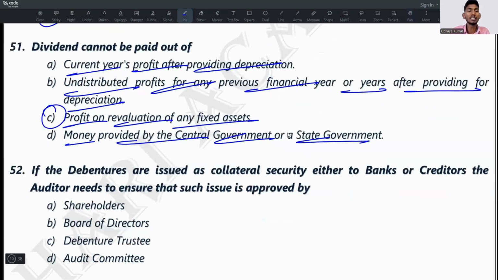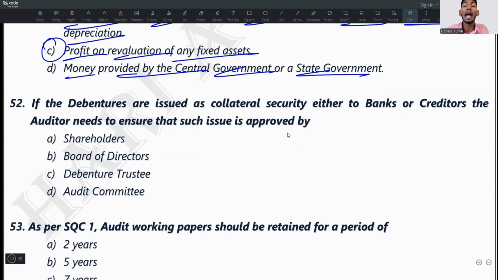Moving to the next question, which is 52. If the debentures are issued as collateral security either to banks or creditors, the auditor needs to ensure that such issue is approved by whom? Definitely the board of directors.